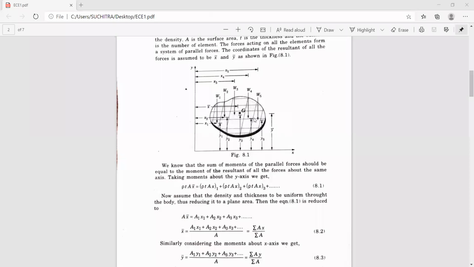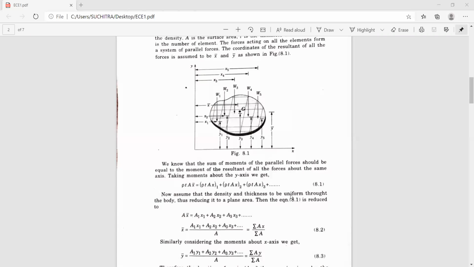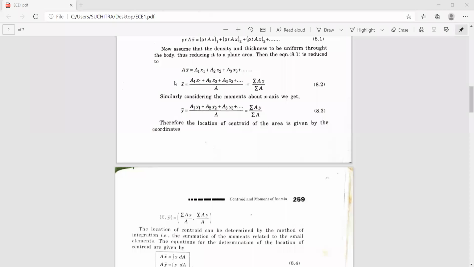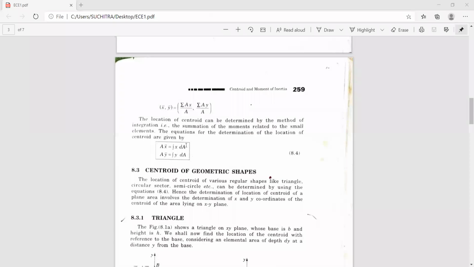In the last class, we discussed the centroid of a geometric figure or a plane figure wherein the density and thickness are uniform, and how to locate the coordinate distances, that is x bar and y bar. These are the general equations to find the values of x bar and y bar. You can also find x bar and y bar by the method of integration, that is A x bar is equal to integral of x dA and A y bar is equal to integral of y dA.